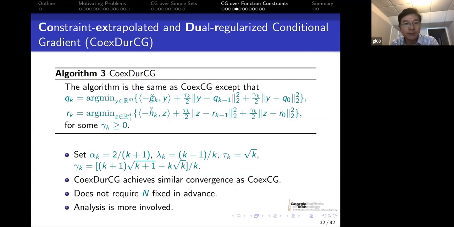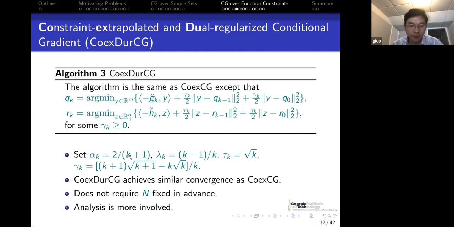To do that, we develop a variant called Constraint-extrapolated and Dual-regularized Conditional Gradients. The idea is that we are going to add a diminishing regularizer for the dual ascent steps. The diminishing regularization is called gamma_k over 2 times the norm squared of y minus q0. Similarly for the inequality constraint part. So we are going to choose gamma_k so that it goes to 0.